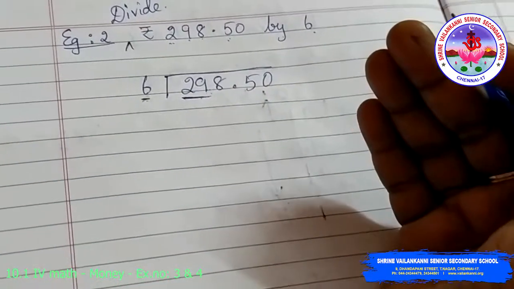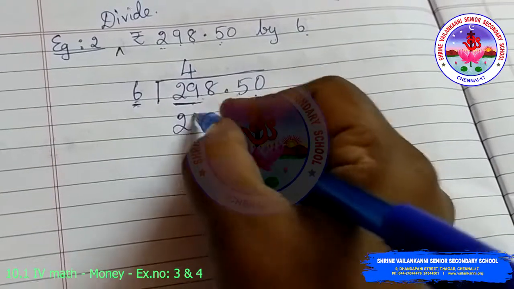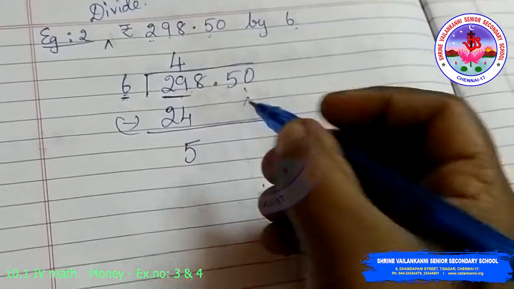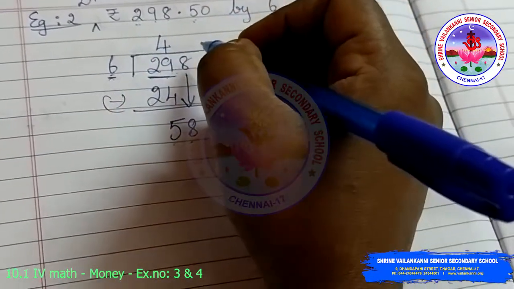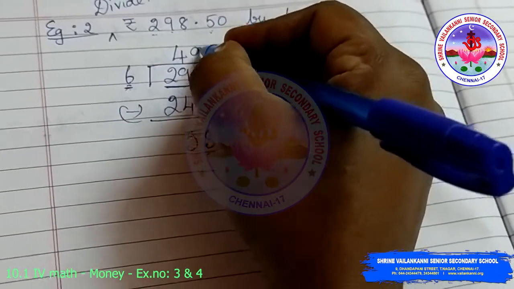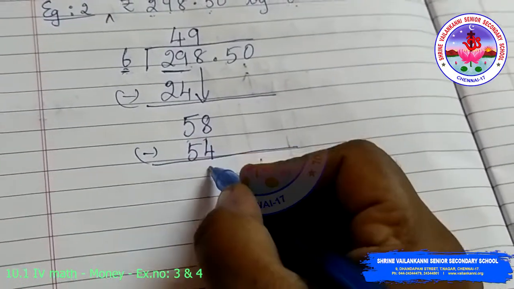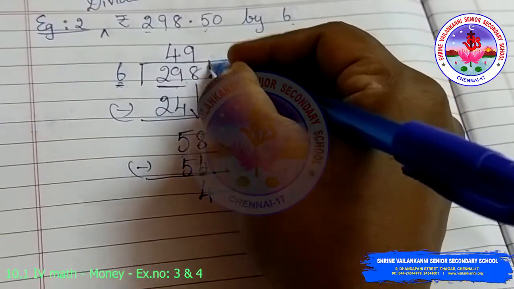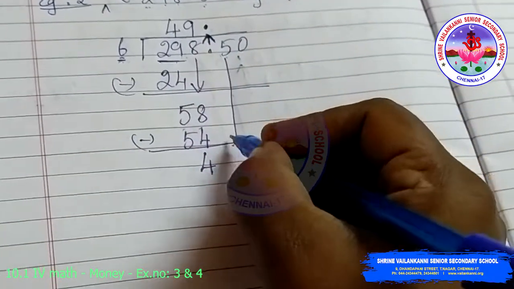So we can search for below 29. That is 4. 6 fours are 24. If you subtract, we get 5. Now bring this 8 down. Now it is 58. In the 6 table, how many times will you get 58 or below 58? 6 nines are 54. Subtract, you will get 4 again. Next, before bringing this number down, you have to shift the decimal to the quotient. Shifting this decimal to the quotient, now bring this 5 down.